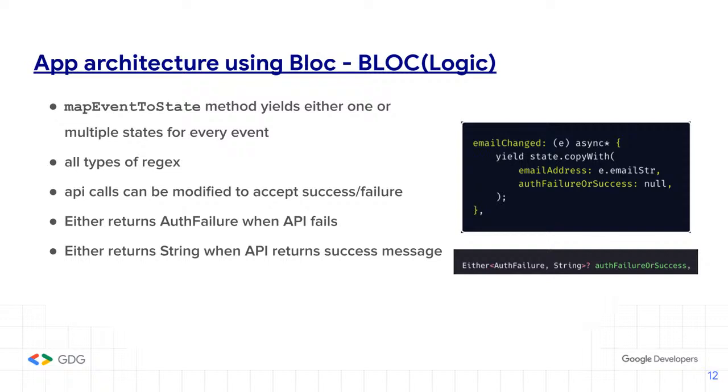So Either is a data type where you can have two return type objects. In my sign in scenario, I can have an AuthFailure object, which I will write on the left side of the angular brackets. AuthFailure is the object that is returned when the API was unsuccessful. And String, or anything that you prefer, is the return type that I will place on the right hand side, and that will be returned when the login API was successful.